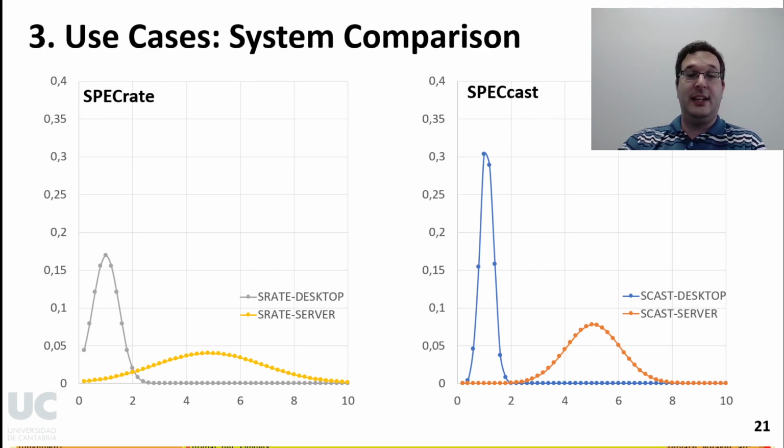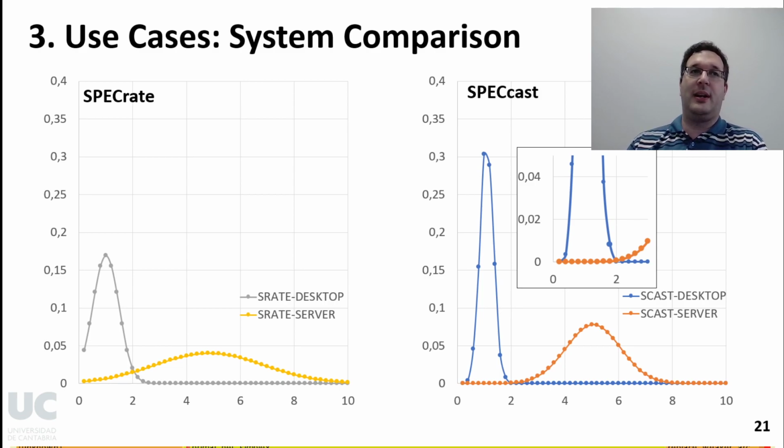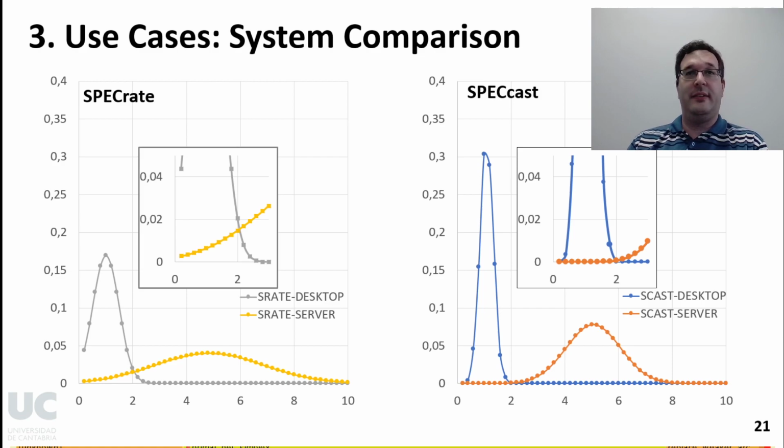But again, SPECcast significantly reduced the standard deviation, increasing the confidence level that the Server machine is better than Desktop, as there are no significant overlapping areas. Unlike with SPECrate, with an overlapping area, even with such different systems.